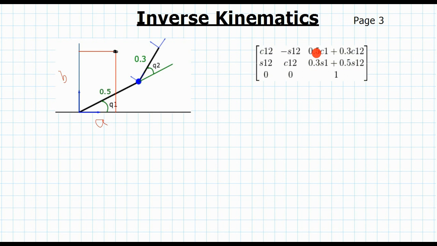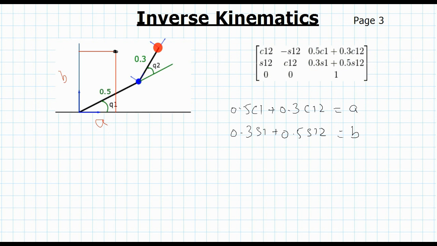Well, it obviously means that the translation part of our forward kinematics has to match with our points A and B. In other words, if we look at the x component here, this has to be equal to A, and if we look at the y component, this has to be equal to B. So basically we have two equations: 0.5 C1 plus 0.3 C12 should be equal to A, and 0.5 S1 plus 0.3 S12 would have to be equal to B.